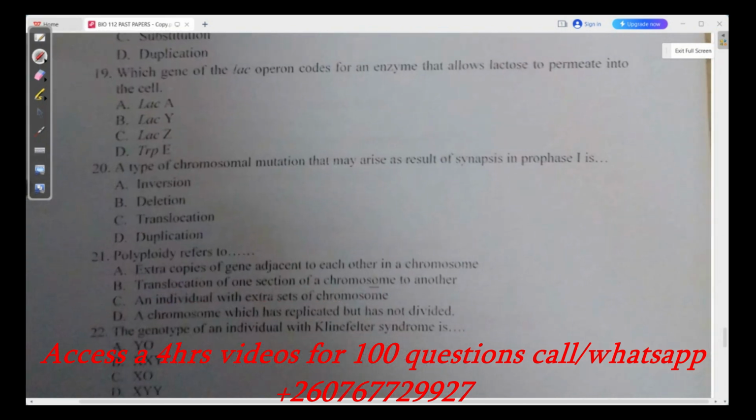19. Which gene of the lac operon codes for the enzyme that allows lactose to penetrate into the cell? So we know that the lac operon has got 3 genes. It has got lac Z, then it has got lac Y, and then it has got lac A. So lac Z codes for beta-galactosidase, which breaks down lactose into glucose and galactose.